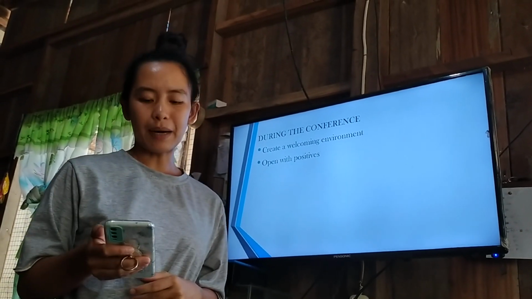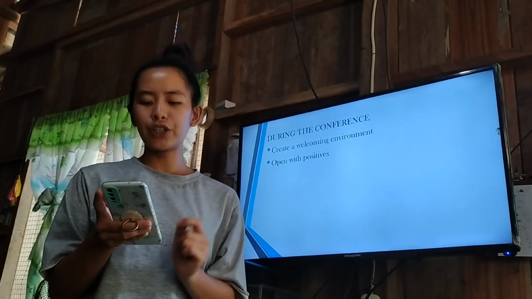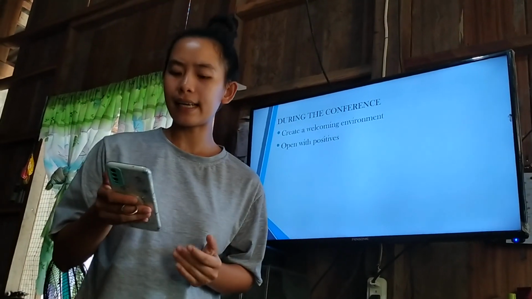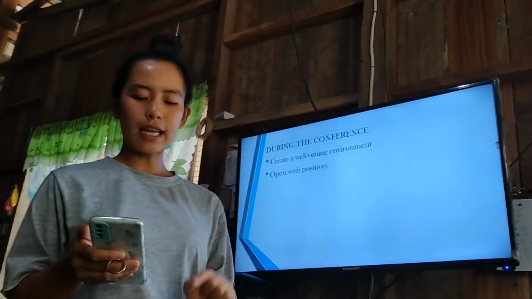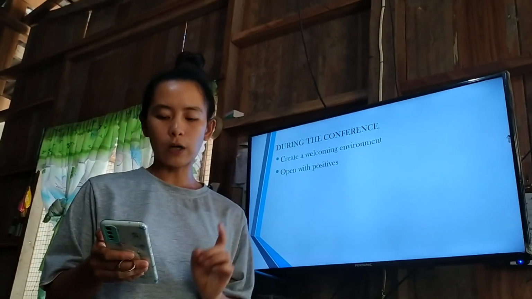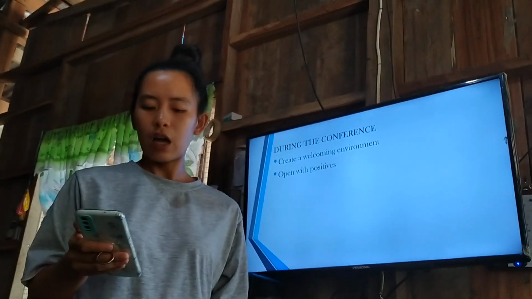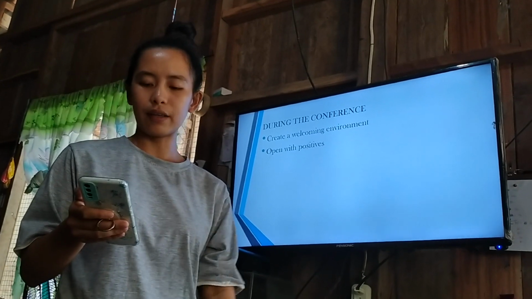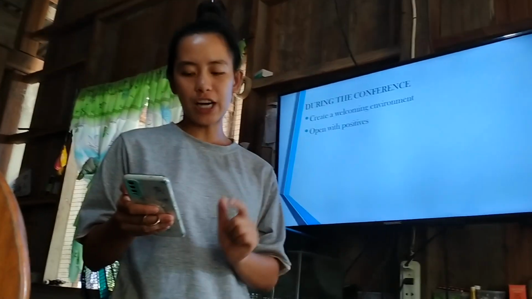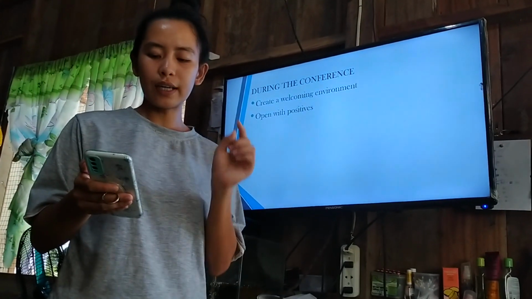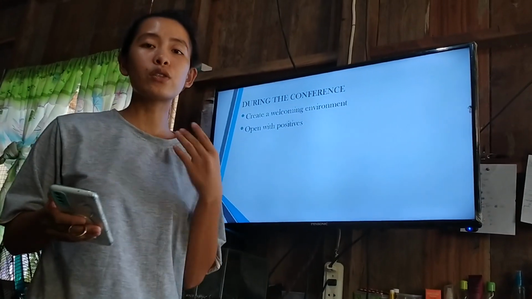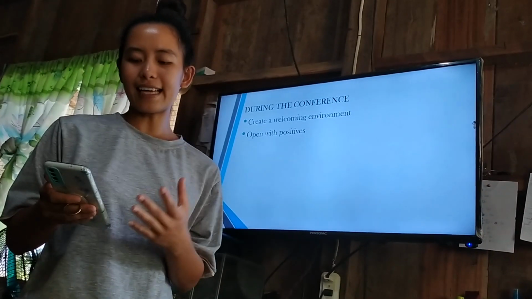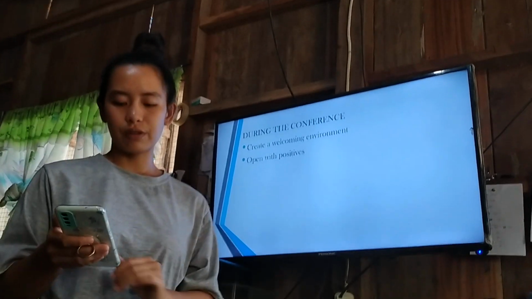Next is open with positives. When you start the conversation, remind parents that the goal of this meeting is to share information about the student's academic progress and growth and how this child interacts in the school environment. All parents are proud of their child and want to hear about their child's strengths as well as the challenges. So be sure to discuss both, but start with the positive.